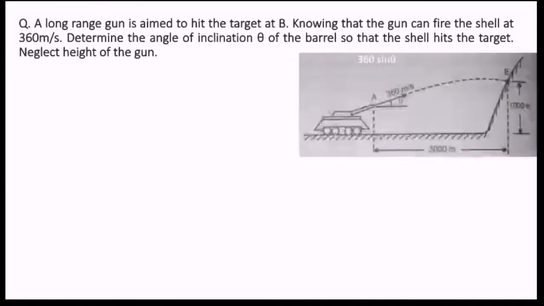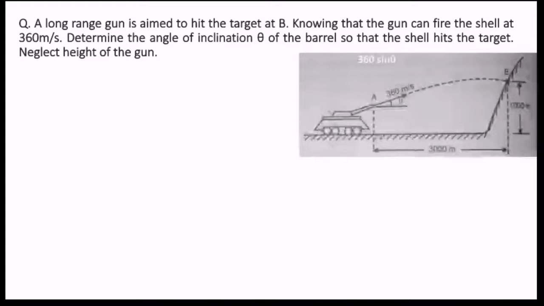Let us consider one more problem, in which a long range gun is aimed to hit the target at point B. Knowing that the gun can fire the shell at 360 meters per second, we need to determine the angle of inclination theta of the barrel so that the shell hits the target, and we have to neglect the height of the gun.